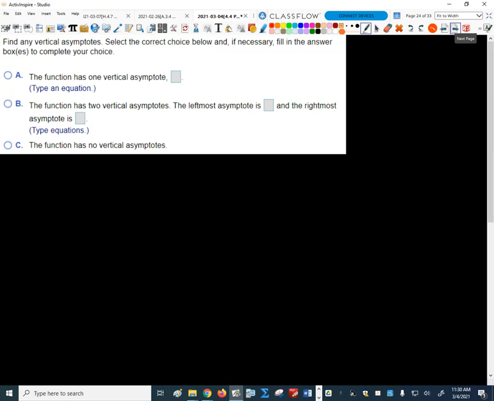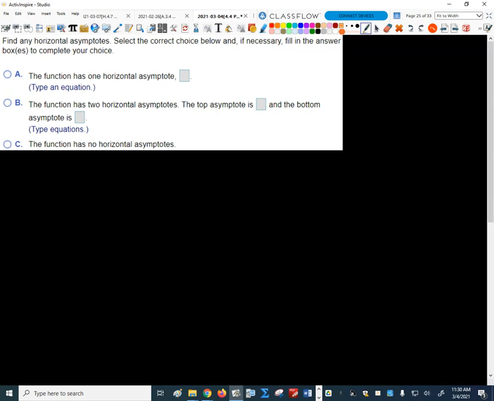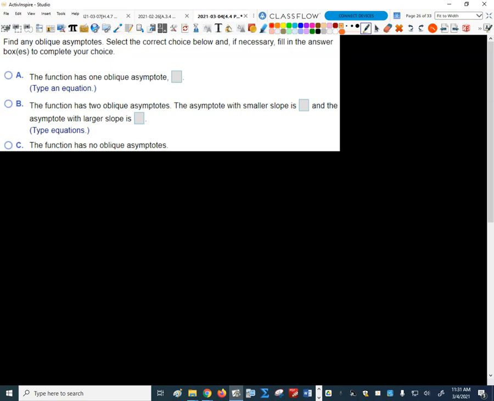Vertical asymptotes. There were no vertical asymptotes. Horizontal asymptotes. Yeah, it had one horizontal asymptote, and that was y equals 1. Okay, so far so good. Give me 1 to 5. Slant asymptotes, no, we didn't have any, and I think that's it.